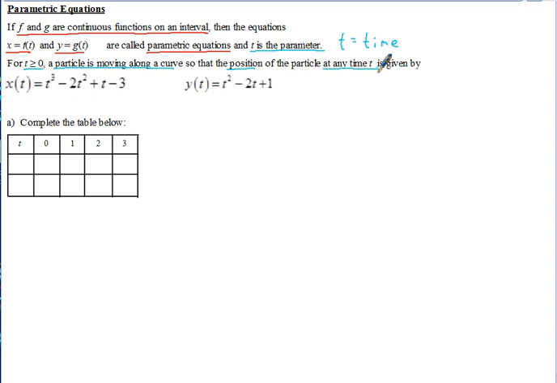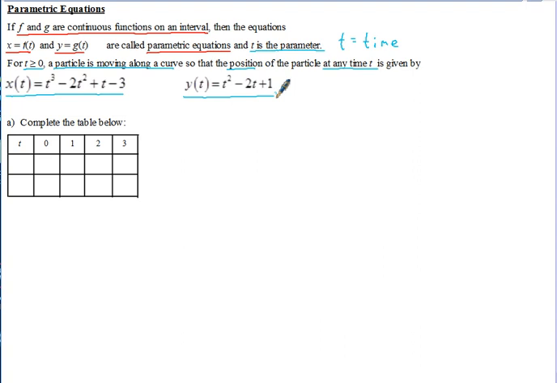So instead of one position function that tells us, let's say, the height of an object or how far it is horizontally away from something, with parametric equations we can represent two different dimensions of the position. It's a little more advanced than just a single equation for position, where it's just linear in one direction. So x of t at a given time tells us what the x-coordinate is. Similarly, y of t at a given time tells us what the y-coordinate is.